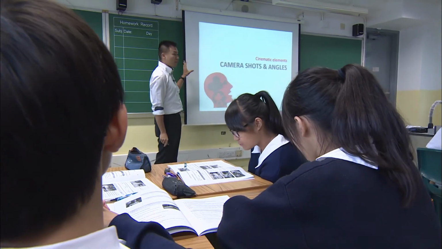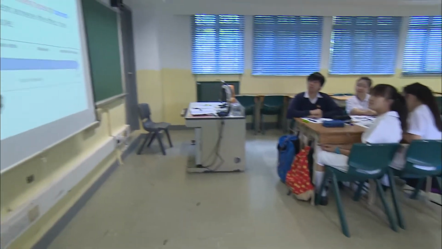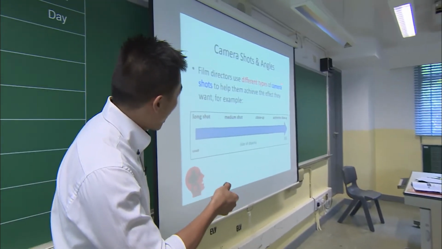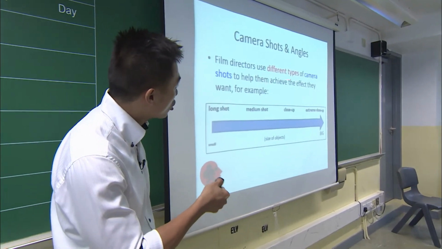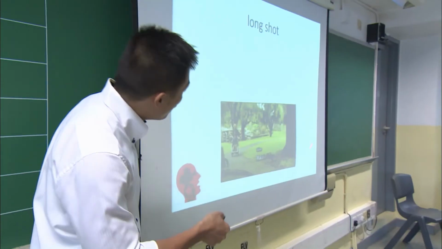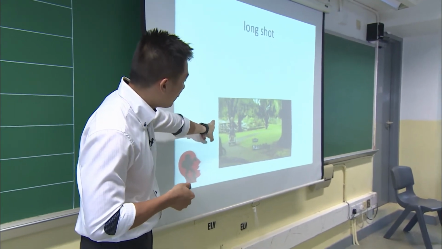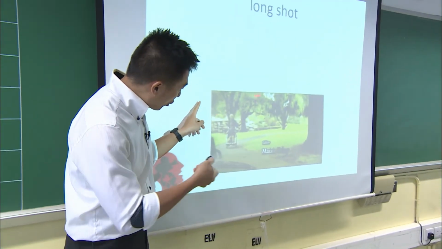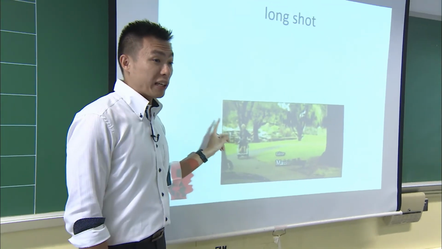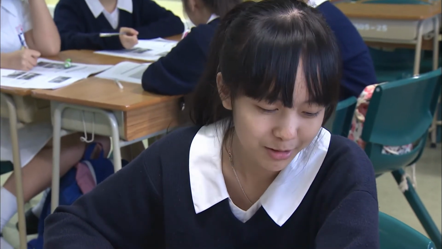So now we come to another very important aspect of being a very good director. As a film director, you must use different types of camera shots to help you achieve the effect that you want. For example, long shot. Normally, this particular shot, we call it long shot. Can you tell some of the features here? Show the background. By looking at this shot, we can identify there's a park. What about close-up? Show the facial expressions of the character.